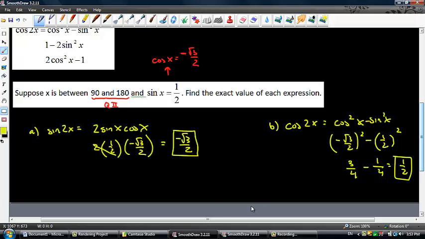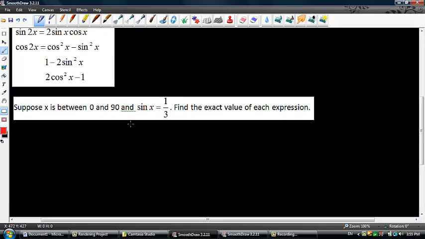Alright, let's do another one. Hang on, let me come up with it. Alright, this next problem here is asking us for something a little similar, but there's a couple of changes. They're saying that x is between 0 and 90, so that places us in quadrant 1. And sine of x is equal to 1/3.